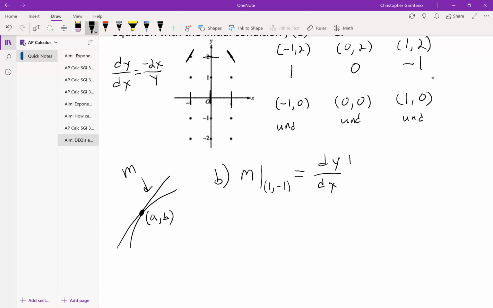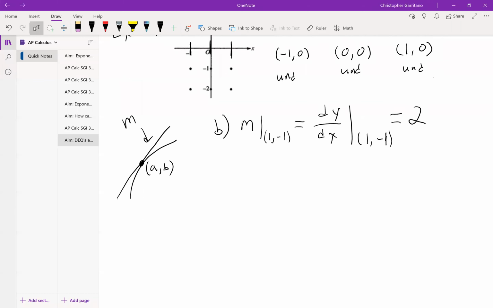So the slope at (1, -1) is the same thing as saying, what's the value of the differential equation at (1, -1)? And of course, when we plug (1, -1) into this differential equation, you get a slope of 2. So now putting the pieces together, we have the point (1, -1) and a slope of 2. I can use point-slope form to write the equation of the tangent line as 2 times (x - 1) equals y + 1.